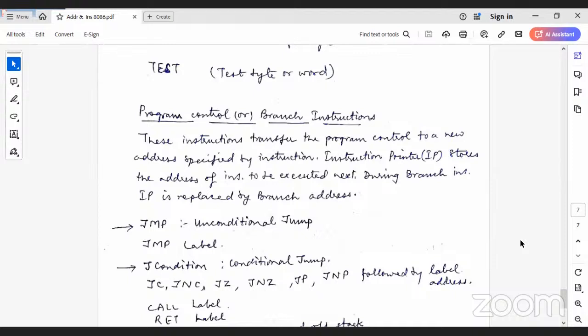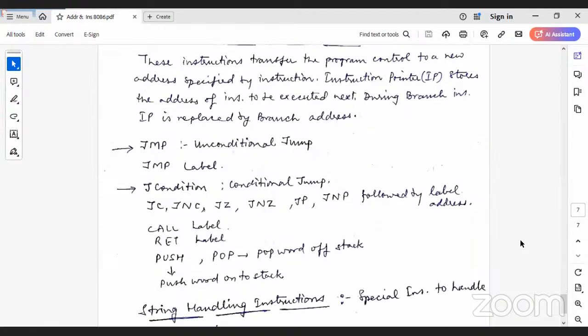So my advice is, at least be familiar with 8085 instructions, and those which are common there and here, you can follow the same explanation for them. That is what I feel. Now branch instructions are also the same, as I told.